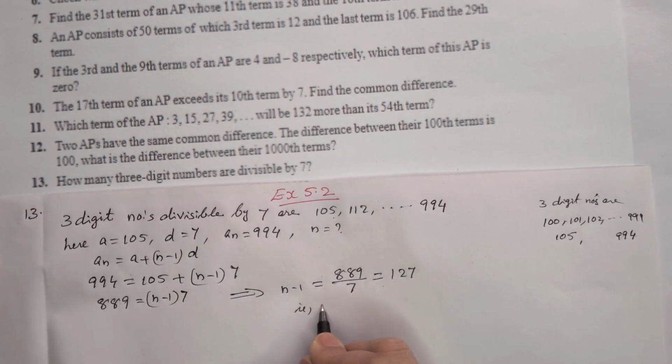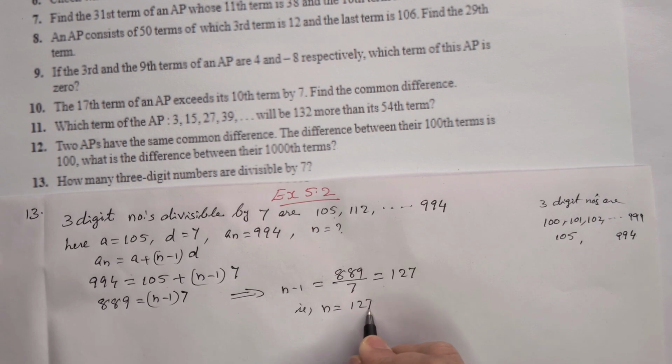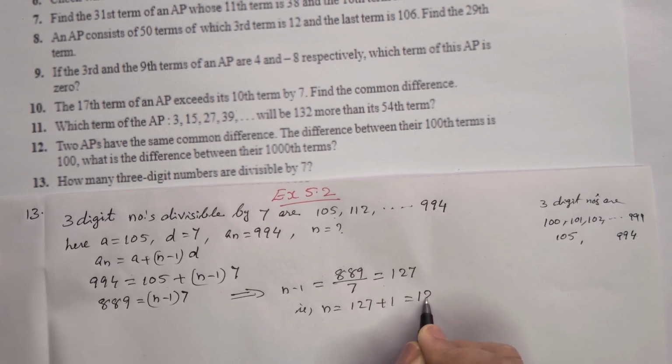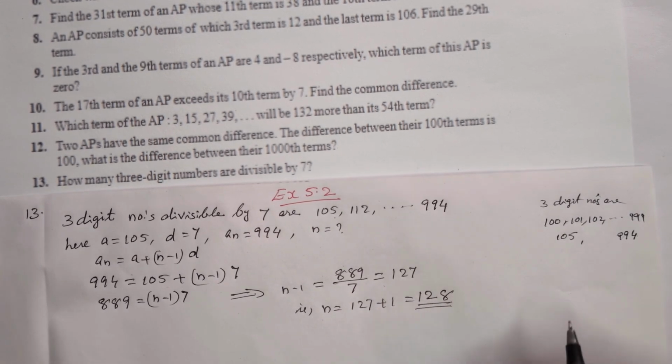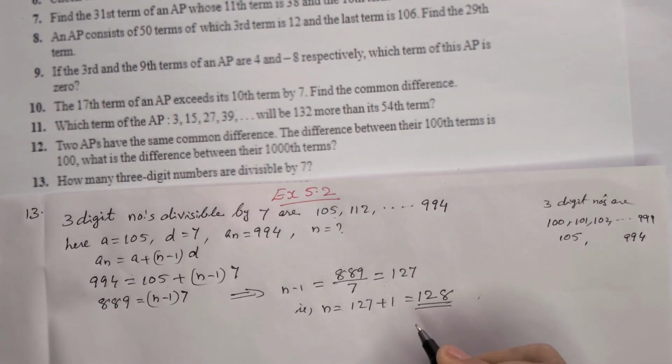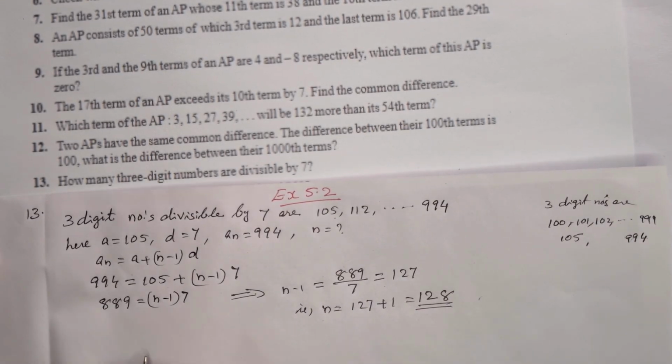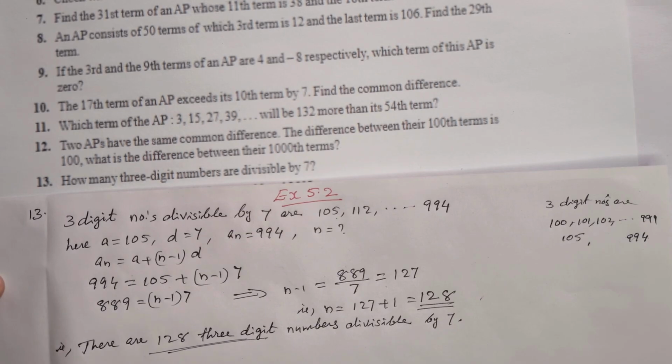That means n is equal to 127 plus 1. It's equal to 128. Now we got n is equal to 128. Therefore, we can write according to the question, there are 128 three-digit numbers divisible by 7.